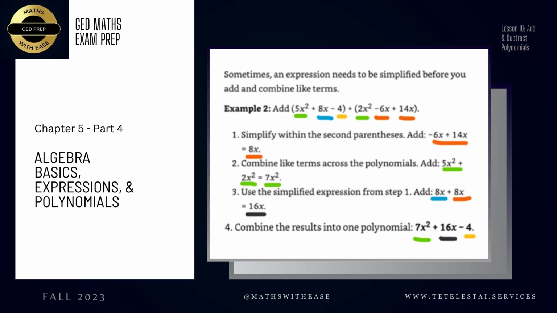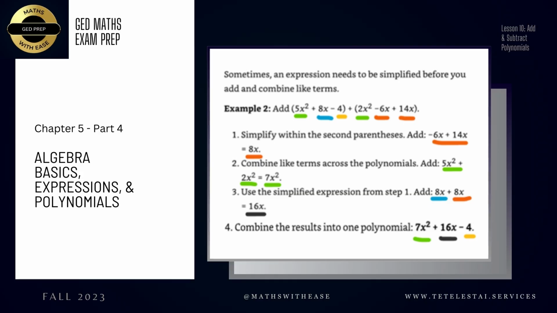Sometimes an expression needs to be simplified before you can add or combine like terms. Again, if you pay attention to the color coding, we see that our like terms are 5x squared plus 2x squared. With our single exponent variable, we have 8x and negative 6x, and also 14x. And then we have 4 as the only coefficient.